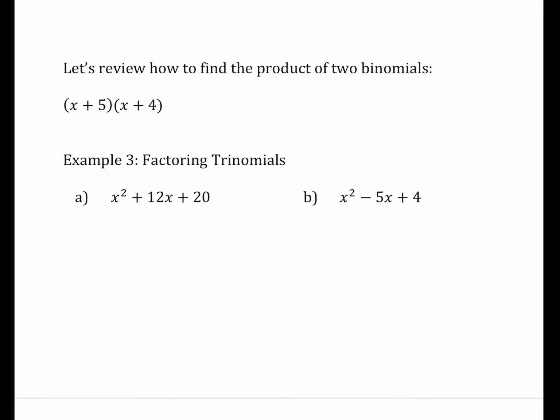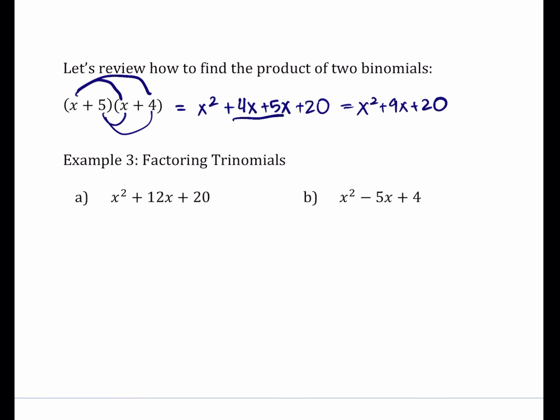Let's look right now at how to find the product of two binomials. So you already know when we're multiplying binomials, what we're going to do is FOIL, right? We take the first terms, then the outside, the inside, and the last term. So this is going to come out to x squared plus 4x plus 5x plus 20. Combining like terms, I'm left with x squared plus 9x plus 20.